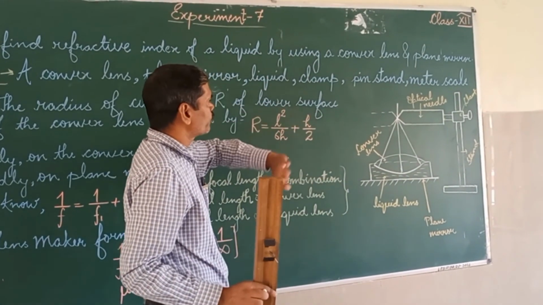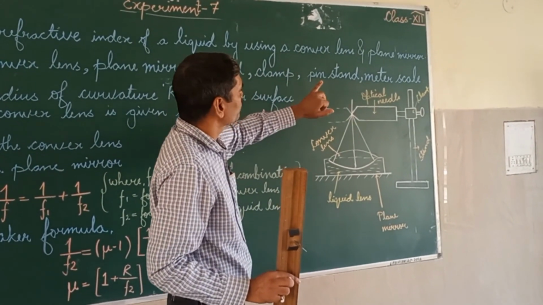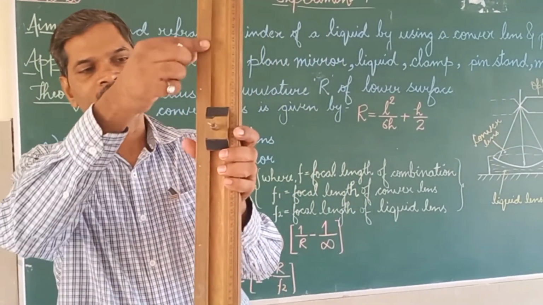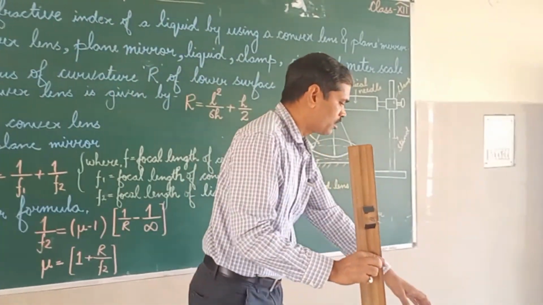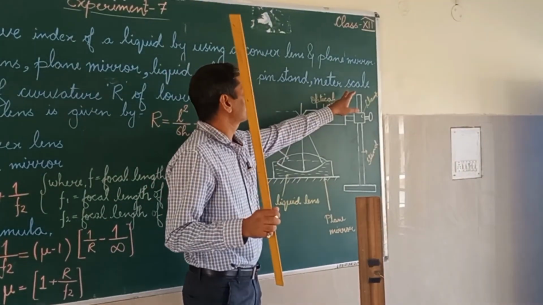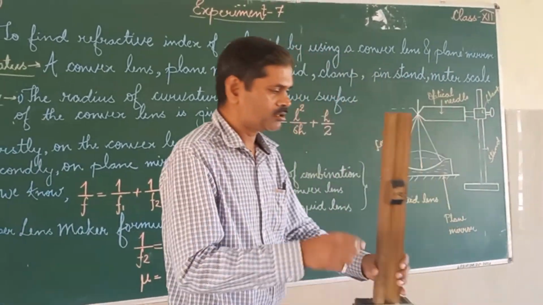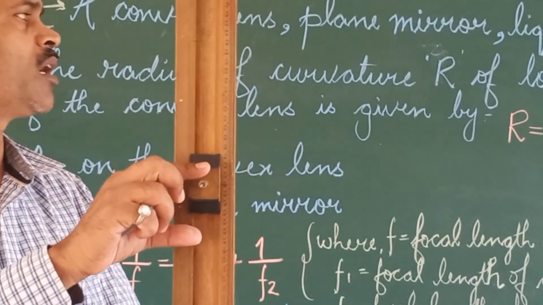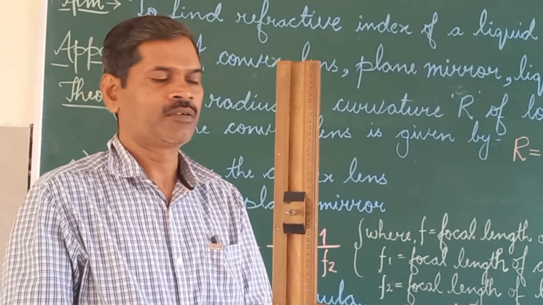Next is the liquid, you know. Next, another is the clamp and pin stand. This is the clamp and this is the pin stand. And the last one is the meter scale. This arrangement is also known as the mu apparatus, because you are going to determine the refractive index of a liquid.